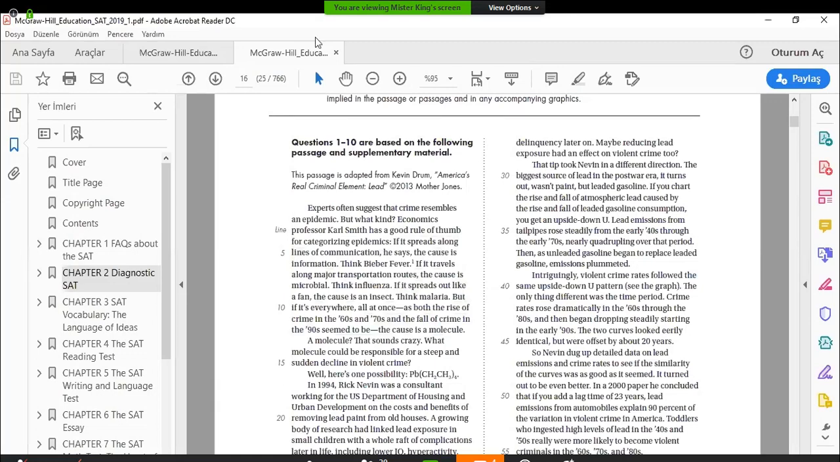So if I ask you to write a passage map of this paragraph, what would it be? Try to write it here, if I can use my stylus. Crime and a molecule. What is it? Lead.